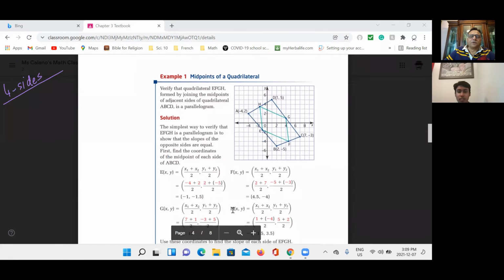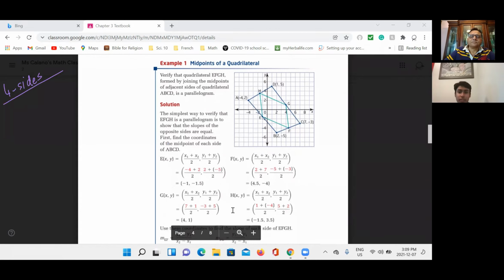So, what is example number one? The first example is the midpoints of a quadrilateral. Correct. So it says verify that quadrilateral EFGH, formed by joining the midpoints of adjacent sides of quadrilateral ABCD, is a parallelogram. So, what they're also telling you is that if you take any quadrilateral and join the midpoints, you will get a parallelogram in the center, right?